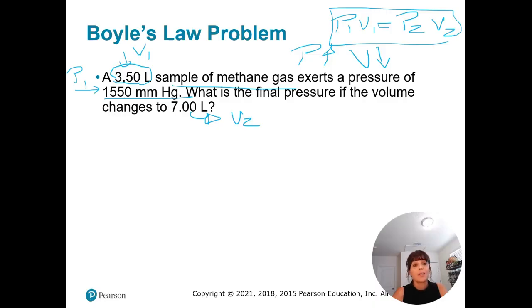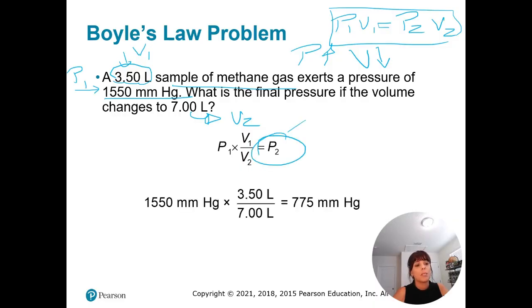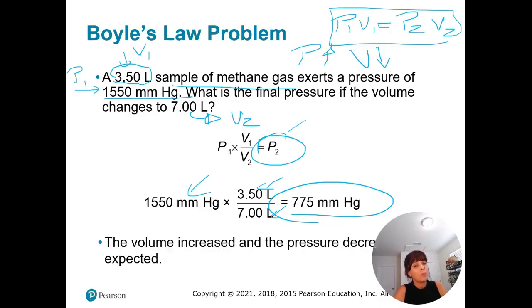It will decrease, right? Because I increase the volume. So I know that at the end of my problem, I need a lower pressure. So we start with the formula, organize the formula to find P2. Put my data in the formula, and I have 775 millimeters mercury, exactly half, because I doubled the volume, so I halved the pressure. That will be our answer, and the concept here helps you a lot.